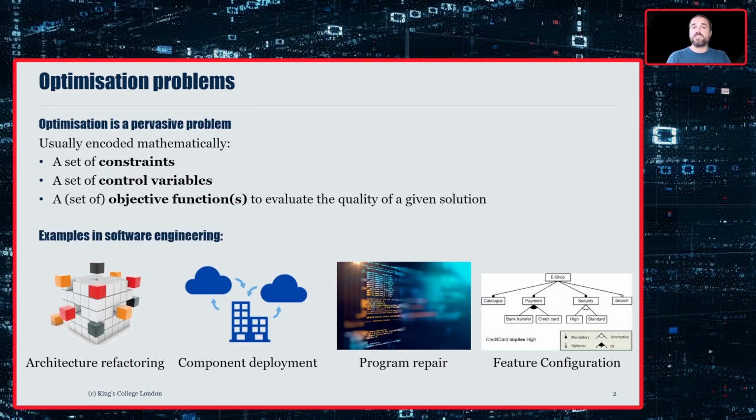Optimization problems are pervasive in software engineering. Here are just some examples. Refactoring aims to change the structure of a software system without changing its behavior, but optimizing other properties such as maintainability and flexibility. Deployment aims to allocate software objects to the hardware so as to optimally use available resources. Program repair is an optimization problem aiming to find the changes to a software system that fix the most test cases. In feature configuration, finally, in software product lines, we often look for the configuration with the best performance or the smallest cost, and so on.